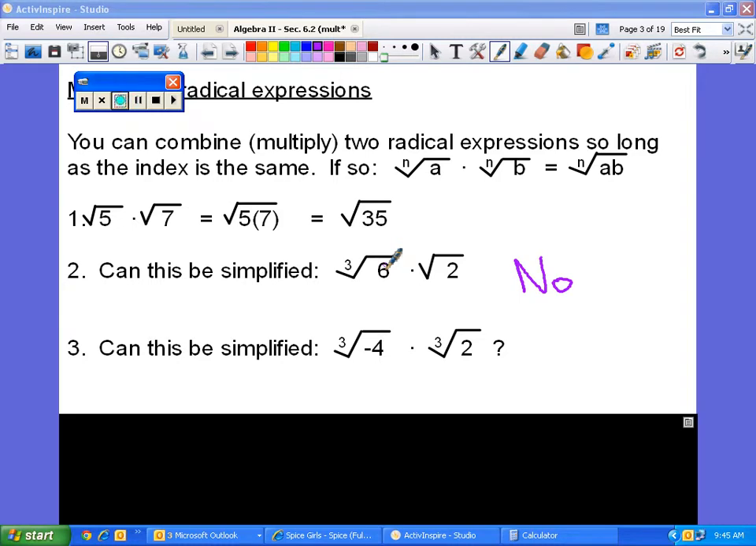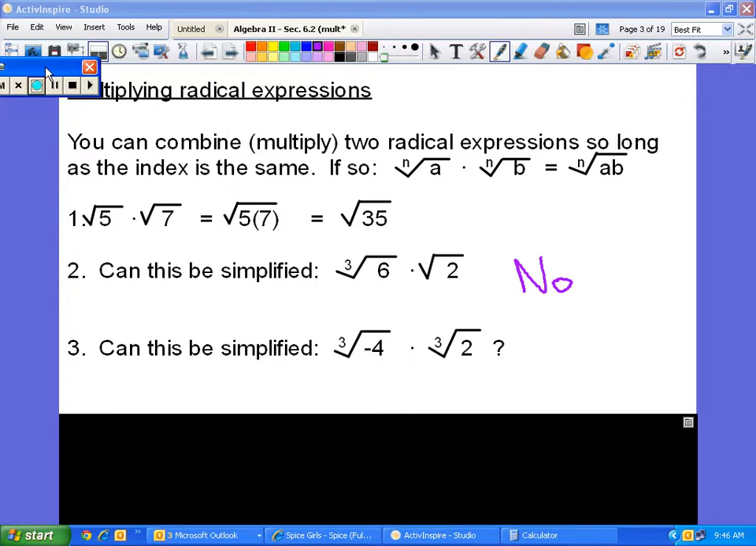Okay, so for the benefit of the viewing audience at home, once again, when we go to multiply two radical expressions, we only have one rule. That rule is your indices, plural of index, must be the same. So, for example, the square root of 5 can be multiplied by the square root of 7, and it gives you the square root of 35.